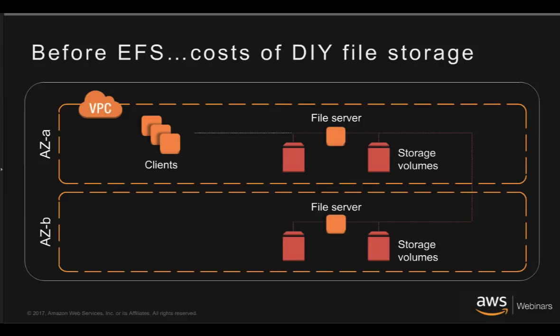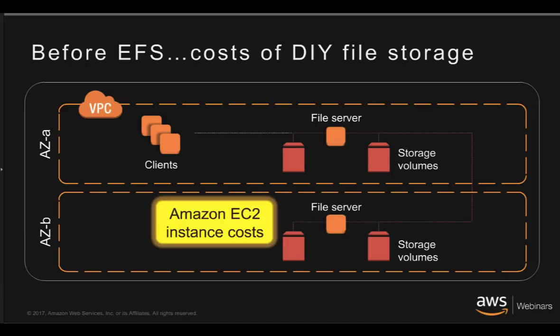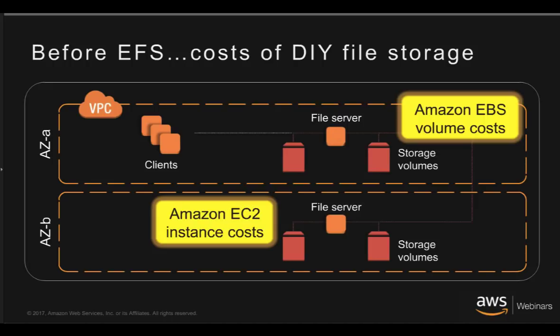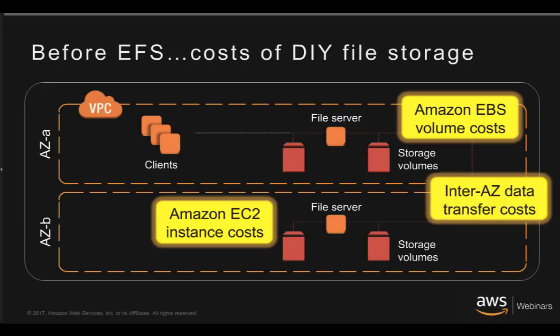One way to think about the economics itself is if you go back to the very first slide that I started with, which is the do-it-yourself file storage solution. The dimensions you would have to think about in terms of your costs are basically the EC2 instances themselves, provisioning your file servers, the storage volumes, the Amazon EBS volumes that you would need to attach behind these file servers, and the transfer costs in order to actually enable the synchronous replication across multiple availability zones to ensure high durability and availability.